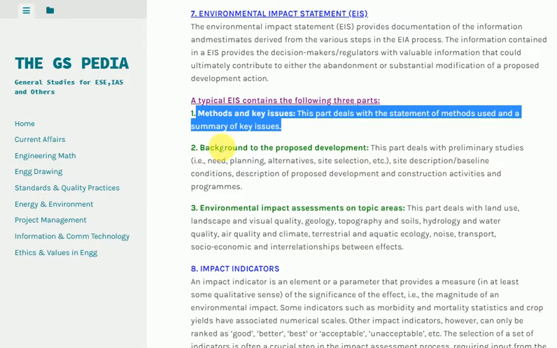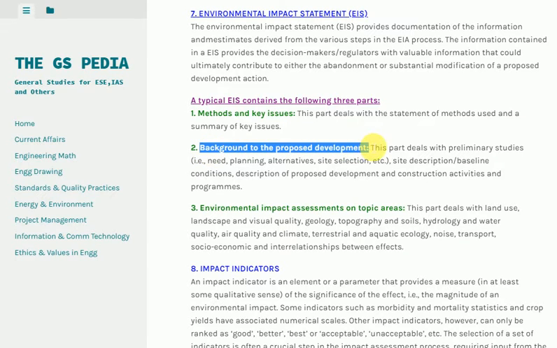2. Background to the proposed development. This part deals with preliminary studies, that is, need, planning, alternatives, site selection, etc. Site description/baseline conditions, description of proposed development and construction activities and programs.